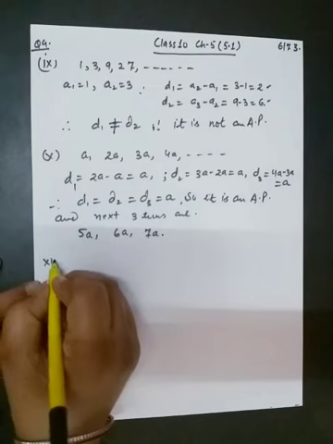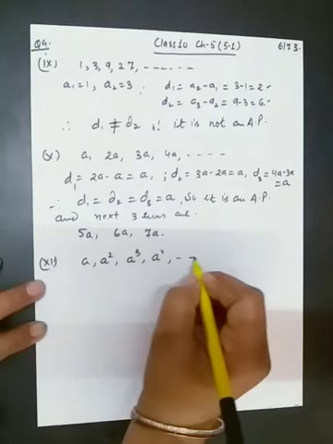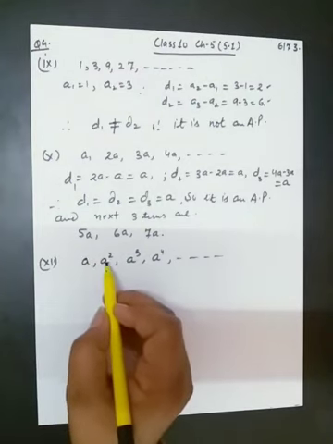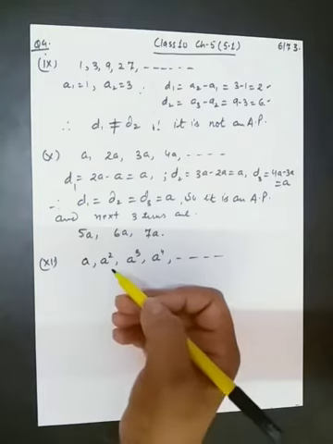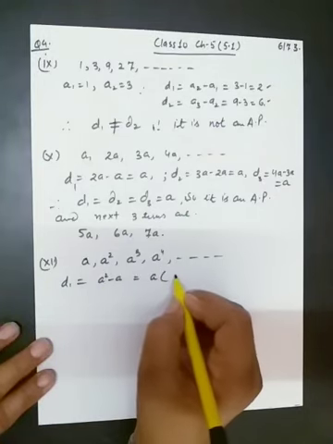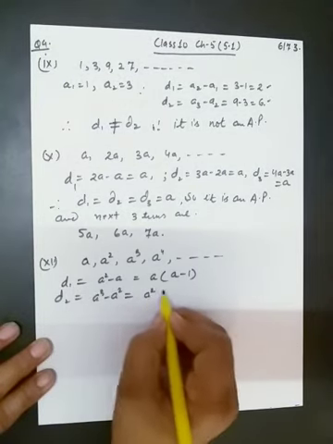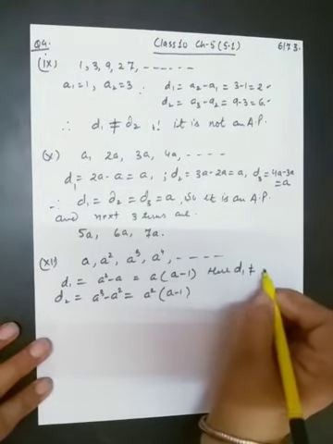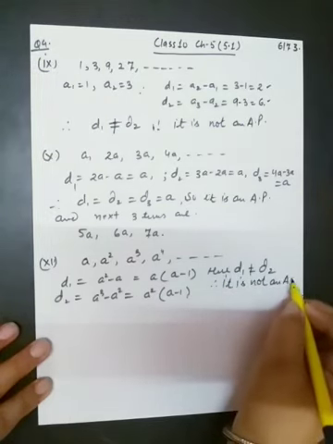Part number 11. The first term is A, then A square, A cube and A4. We can see, students, this is not an AP because each succeeding term is obtained by multiplying the preceding term by A. But we have to do D1 is A square minus A, and we can take A common, it will be A minus 1. For D2, A cube minus A square, A square is common and this is A minus 1. Here D1 is not equal to D2, therefore it is not an AP.